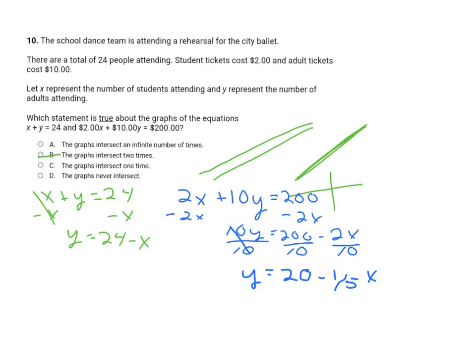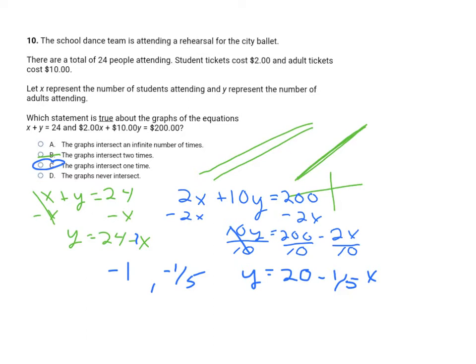So I'm going to look at my slopes here to find out if they're going to intersect once, all the time, same line, or never, they're parallel lines. So my slope here in the first equation is -1. Remember, it's always that number in front of x. And then my slope in my second equation is -1/5. Since these slopes are totally different, that means they're going to be intersecting lines. So they're going to intersect at one place. So that means my answer is C.